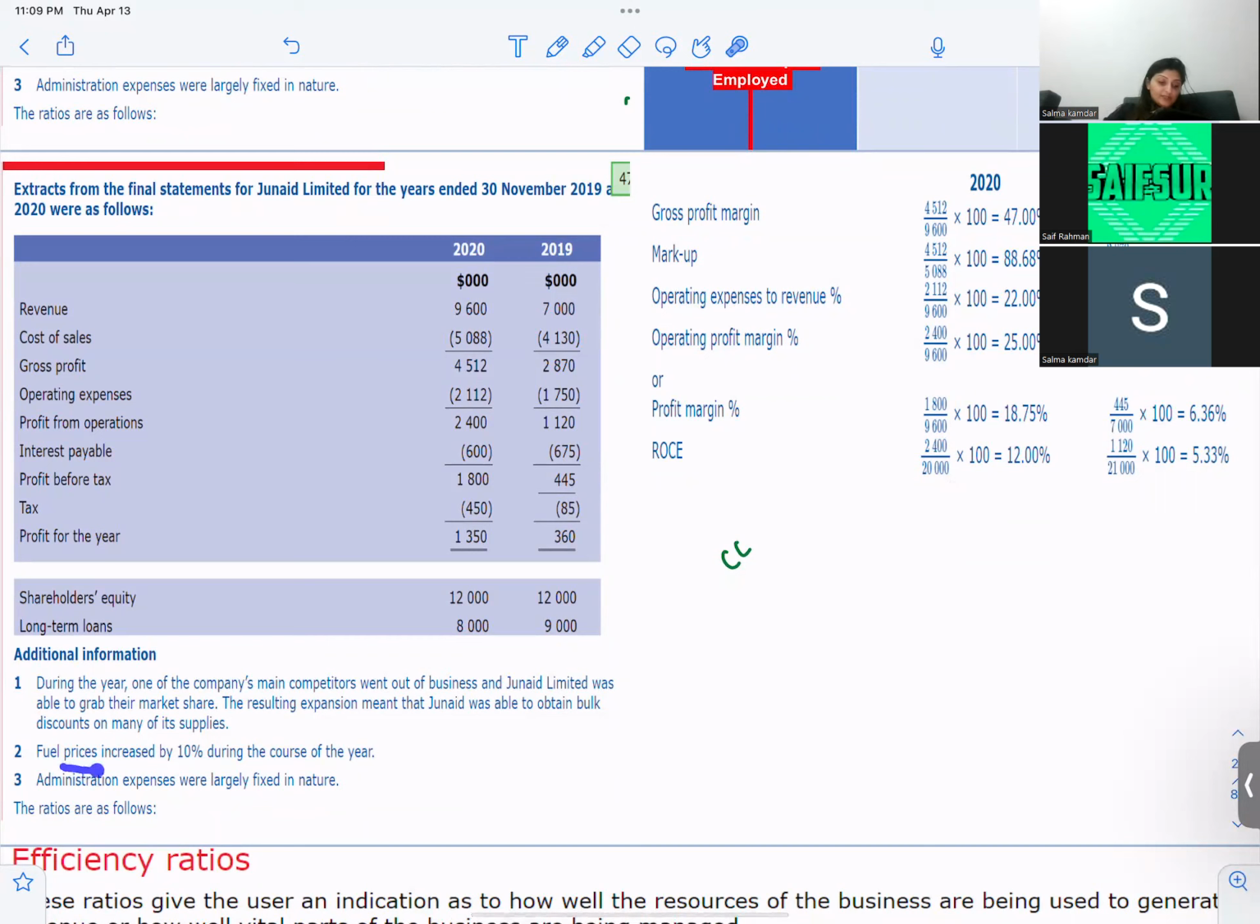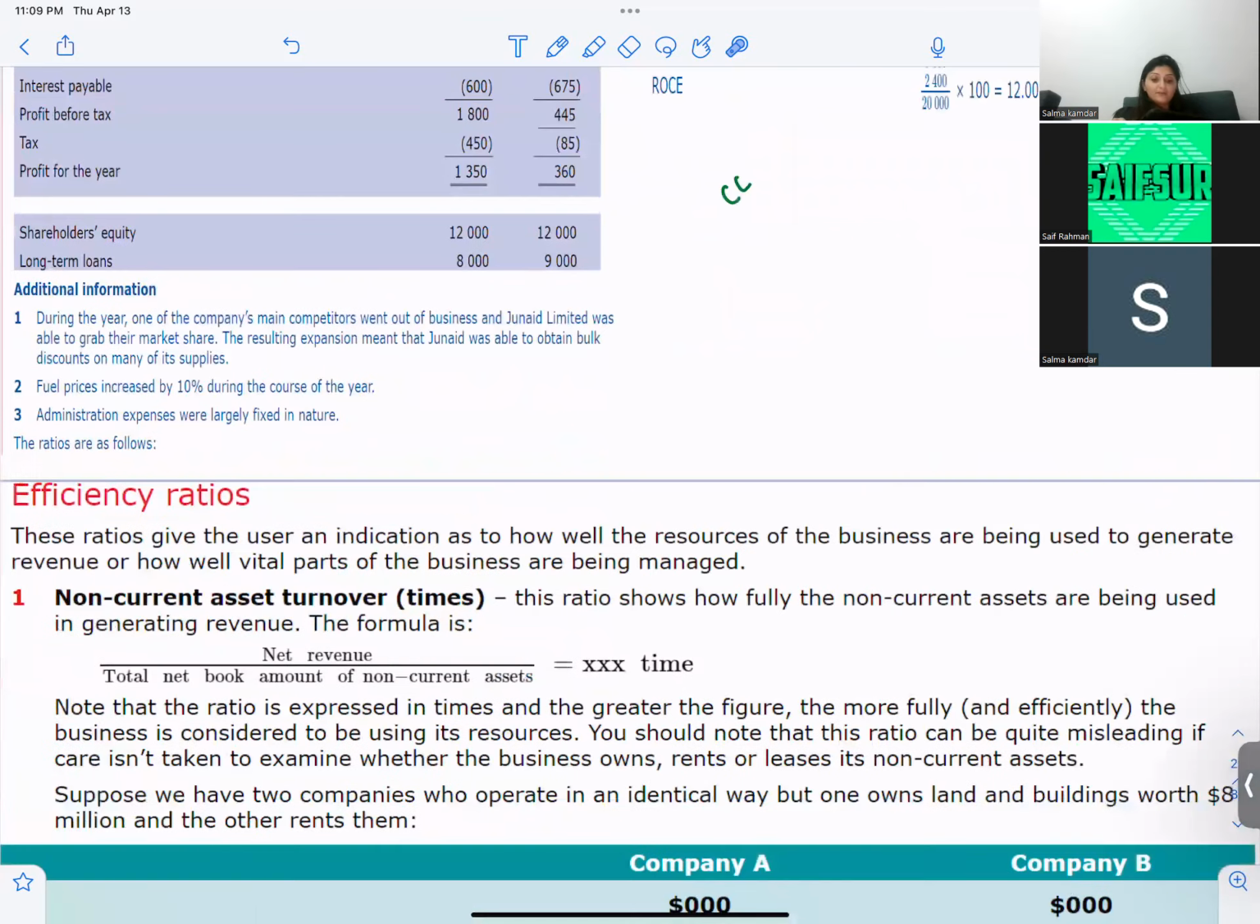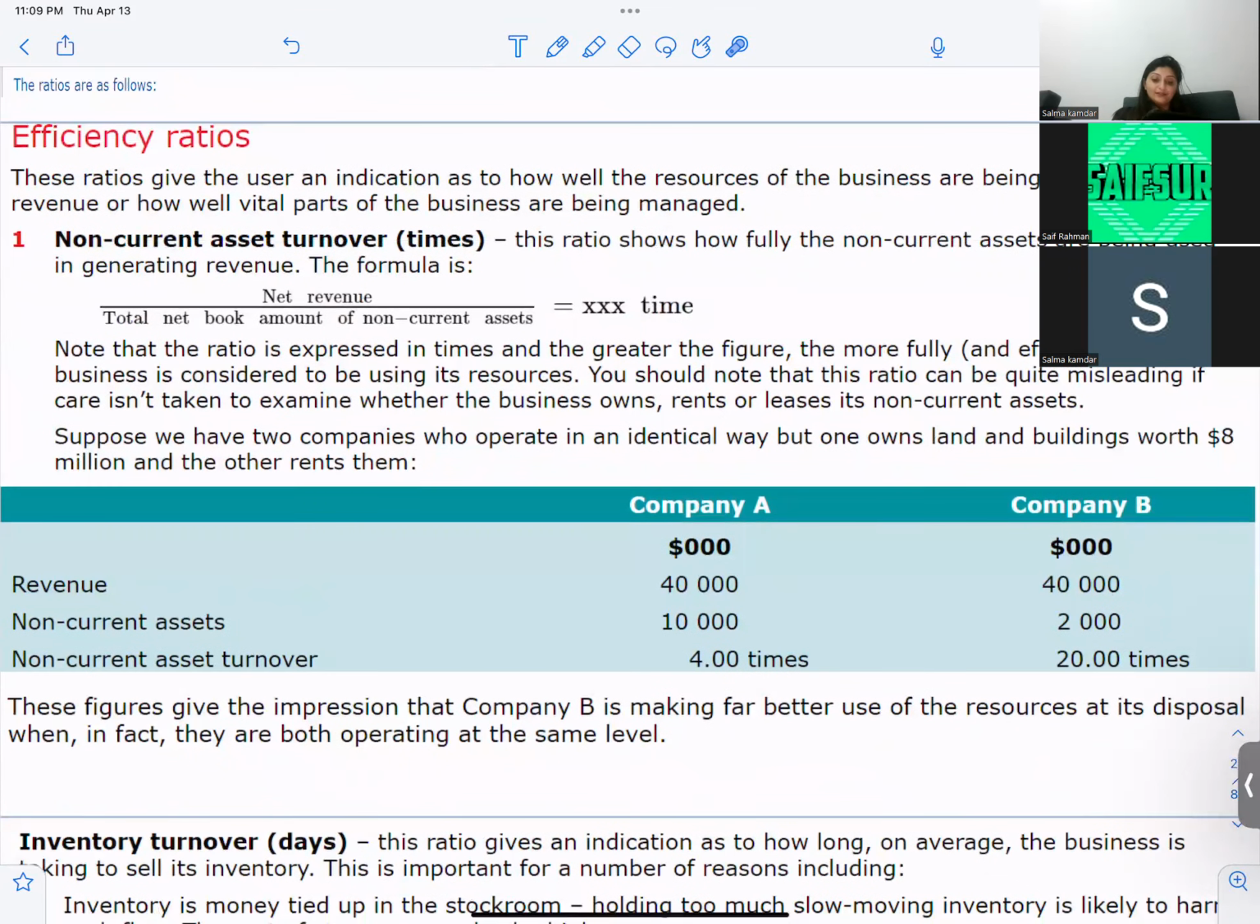Okay. What did you do for this, fuel price increased by 10% during the course of the year? I didn't use that. Okay, they have already done the thing and they have put it over here. So fuel price increase, so operating expenses increased. Just see, 1750 plus 175. So they have already adjusted these expenses and done for us. So this is how we've completed the profitability ratios.